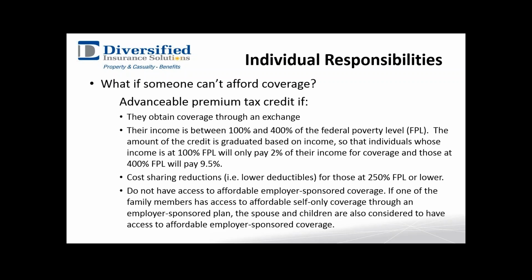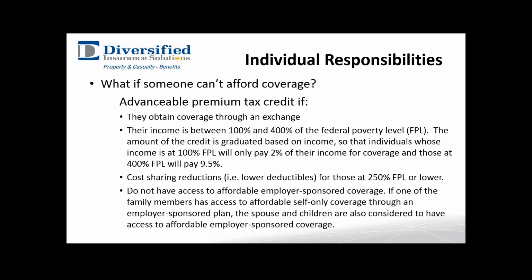And if you were on the lower end of those FPLs, or federal poverty levels, you can see on there, there are actually cost-sharing reductions in the way of lower deductibles and lower out-of-pocket maximums if your income is below 250% of the federal poverty level.